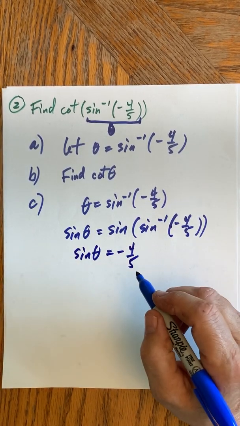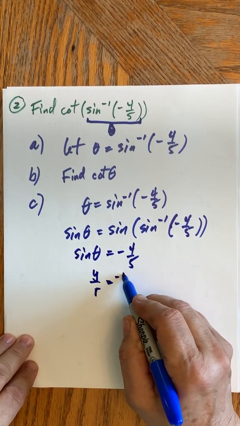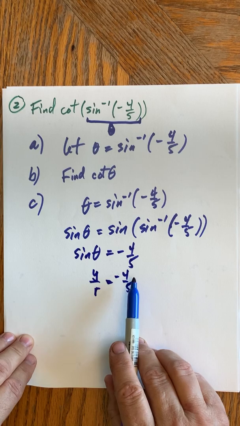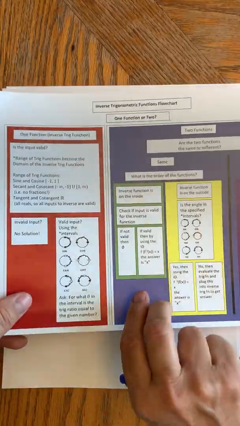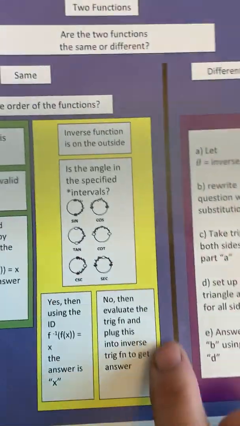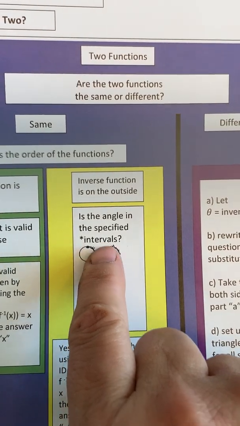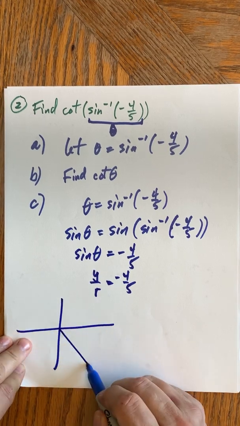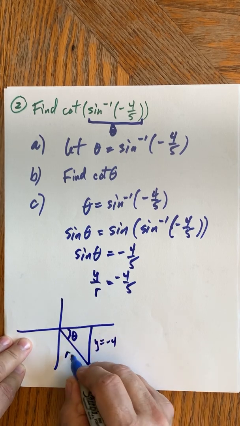Now, I know the definition: sine is y/r, which is -4/5. So r is always positive, so r is 5, and y is -4. And then when I go to represent this, if you recall, the inverse functions are really in two different places. For sine, it's quadrants 4 and 1. So because I have a negative sign, I want to represent this in this quadrant here. Here's theta. What you get is y equals -4 and r equals 5.